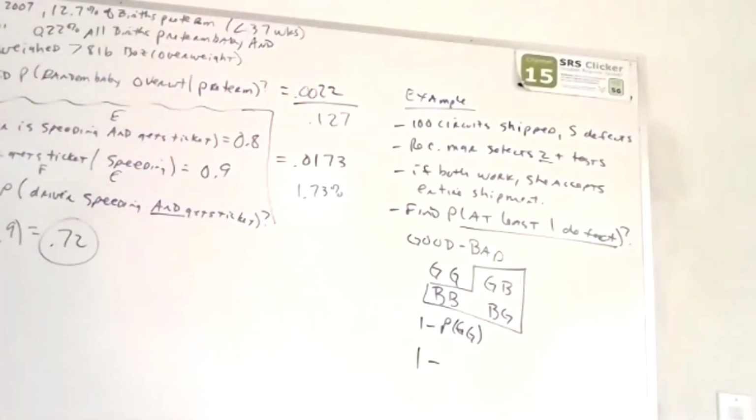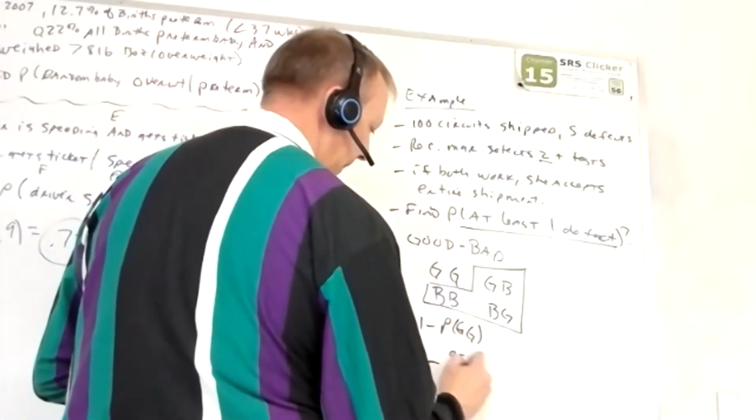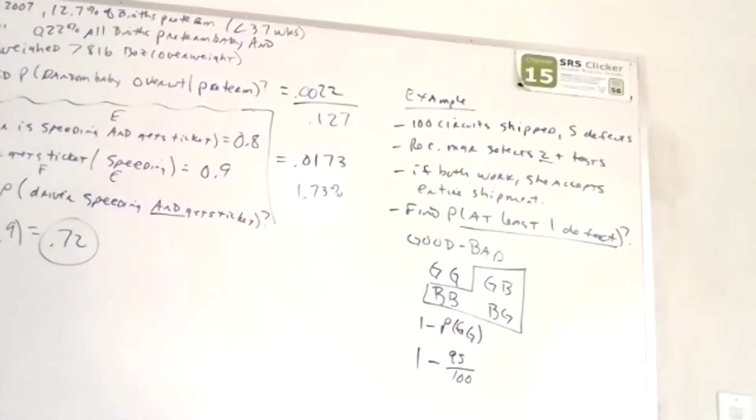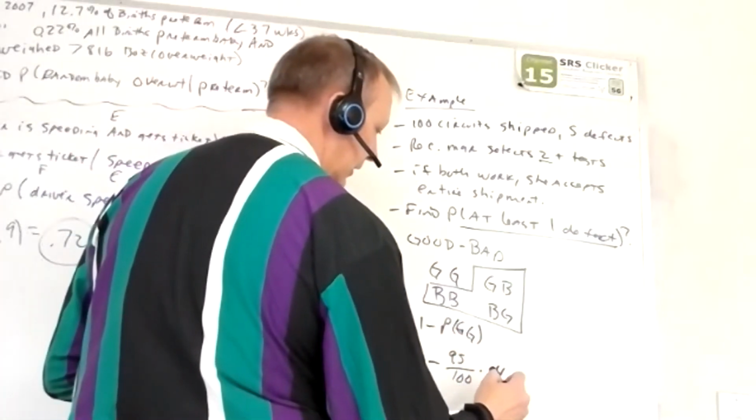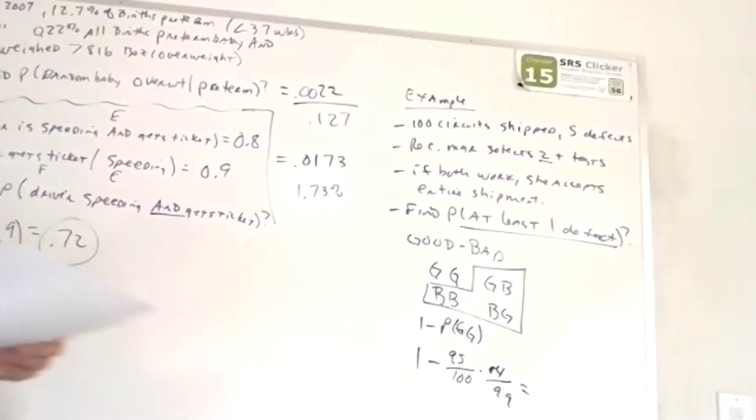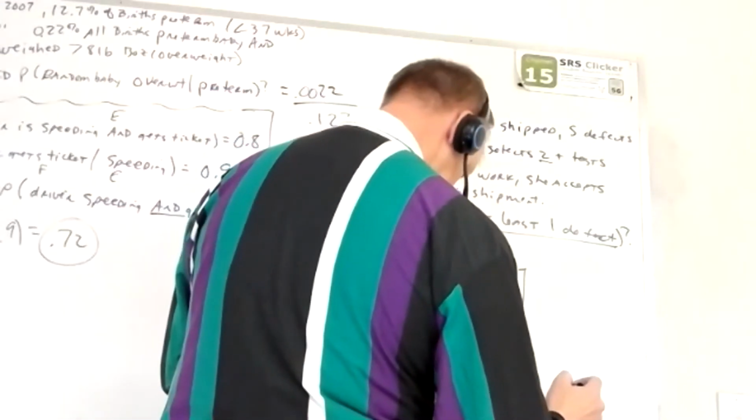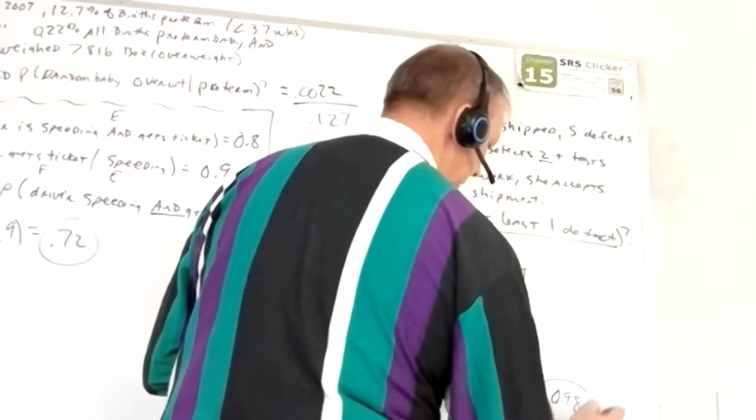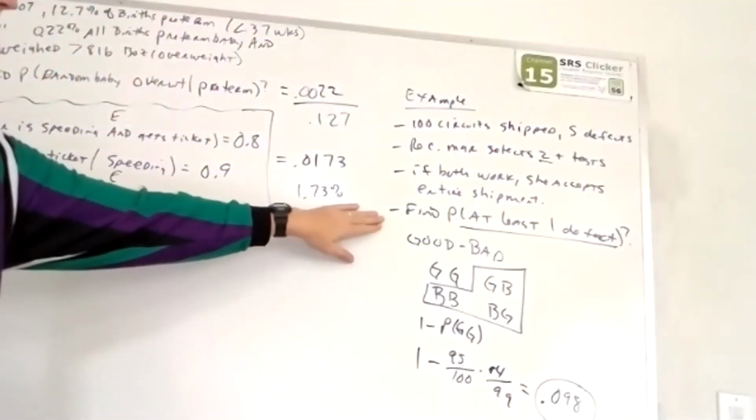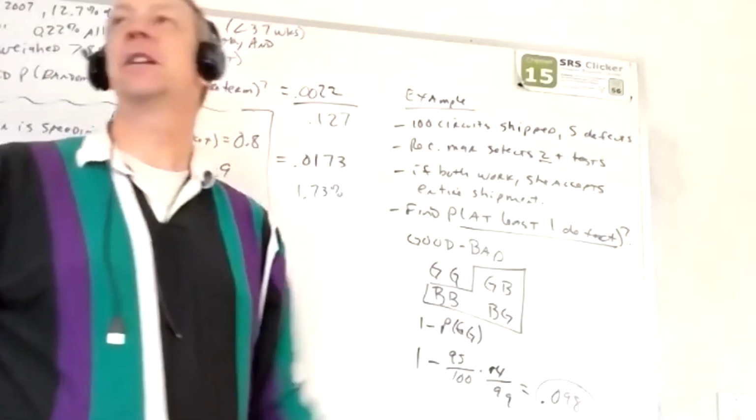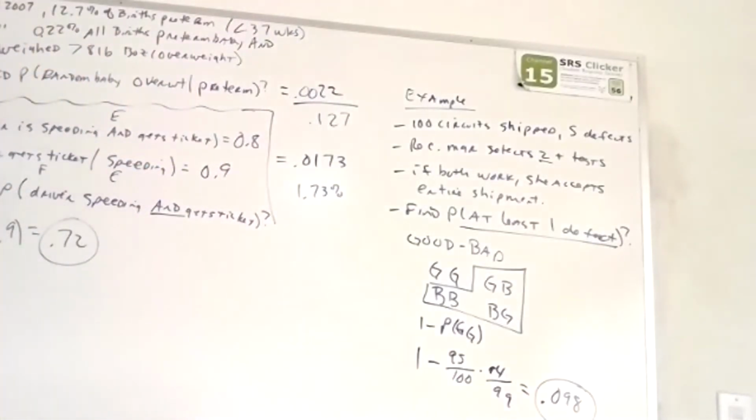What's the probability that the first one is good? It's 95 out of 100, right? What's the probability that the second one is good? 94 out of 99. Okay, and that works out to be 0.098 if you do the math. So the probability that she finds at least one defective is about 10% chance. Okay?